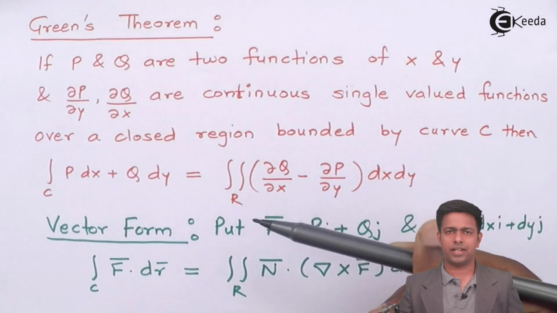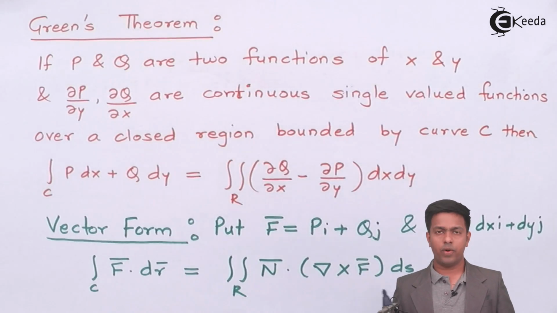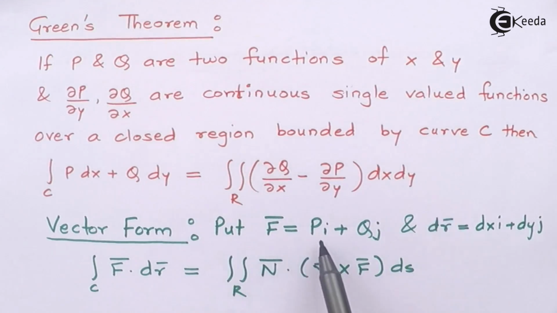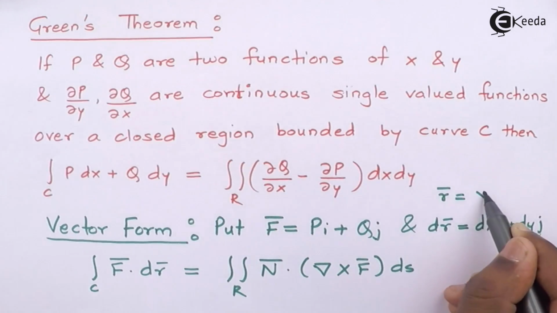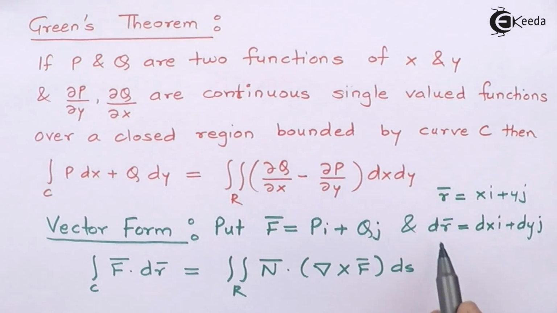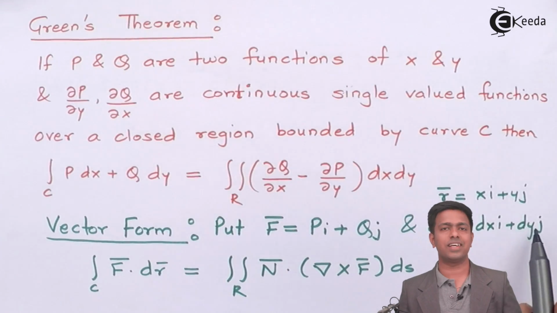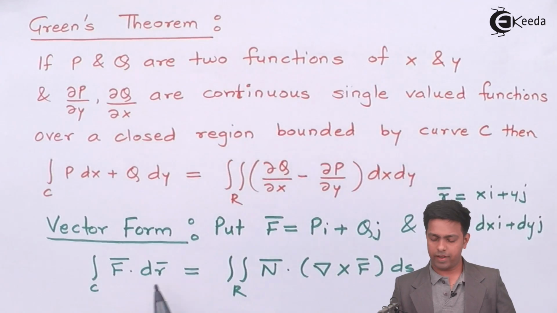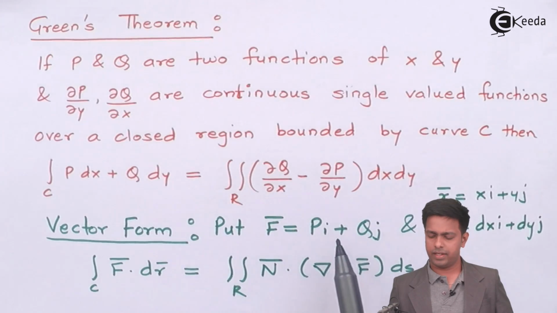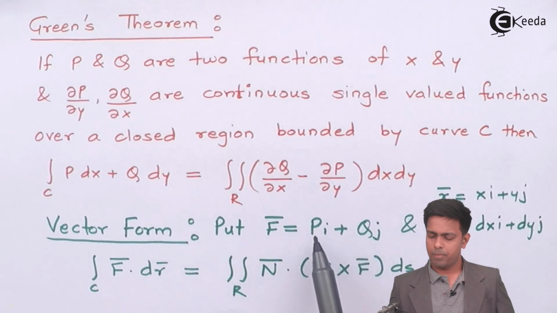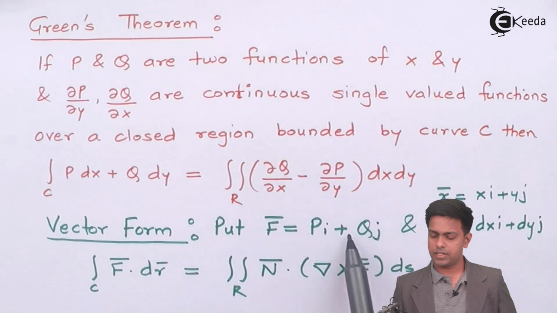Now guys, this same Green's theorem can be given in the vector form like this, where we put f bar as p i plus q j and dr bar as dx i plus dy j. Now we know that r bar is a position vector, which is x i plus y j, and therefore dr bar will become dx i plus dy j. Now if I take the dot product of f bar and dr bar, then we will get p dx plus q dy. We multiply the i terms and then the j terms, so p into dx, that is p dx, plus q into dy, that is q dy.